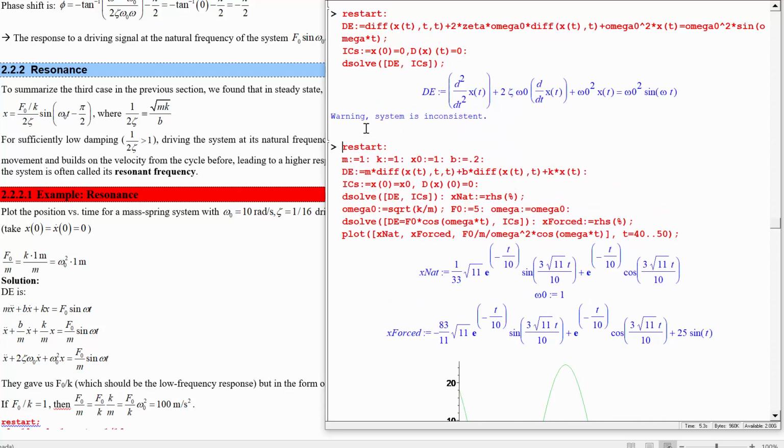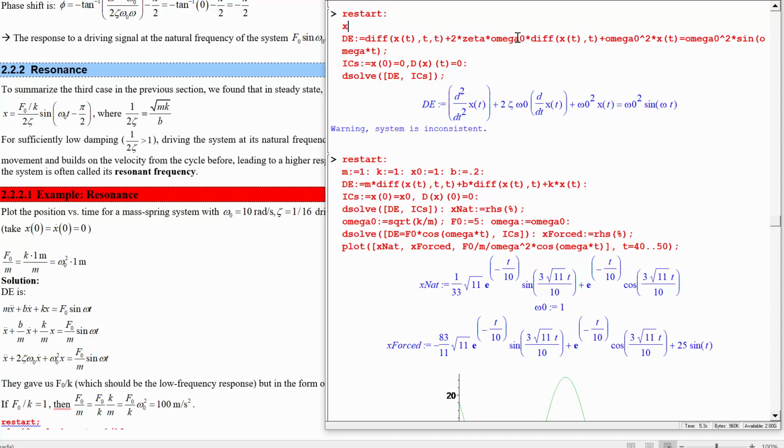Let's see. Oh, system's inconsistent. Maybe not. Maybe it needs to know more about what these parameters are. So let's throw those in. Zeta is 1/16th, and omega naught is equal to 10. How about now? Ah, no good. Well, we'll put in what omega is.